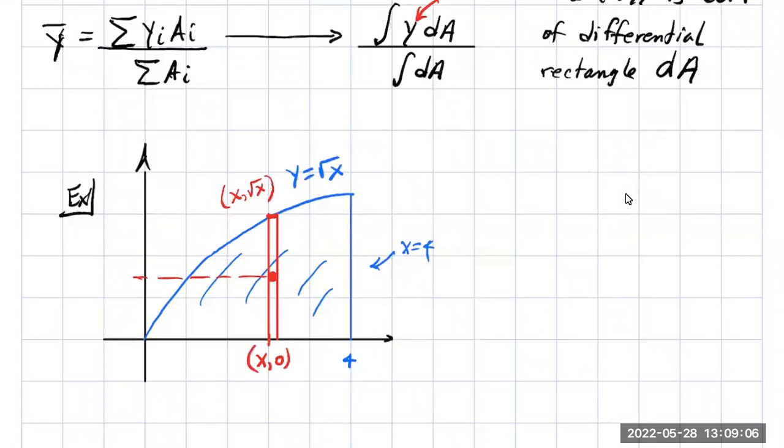Now according to this figure, gang, the x coordinate for the differential rectangle is just x. But the y coordinate is the average of the top and the bottom. In other words, the square root of x plus 0, divided by 2. Got to be careful with that. That's the biggest mistake in these kinds of problems. The center of mass for the differential rectangle has x coordinate x, but its y coordinate is going to be the average of the y coordinates of the top and the bottom of the rectangle. Now the area of the rectangle itself, the dA, I'm going to put that over here.